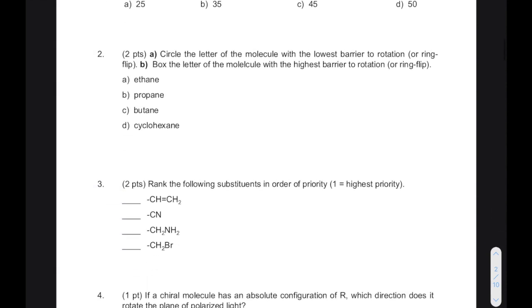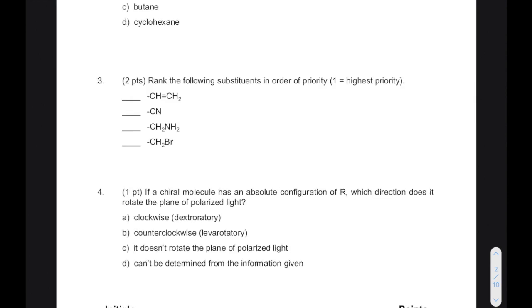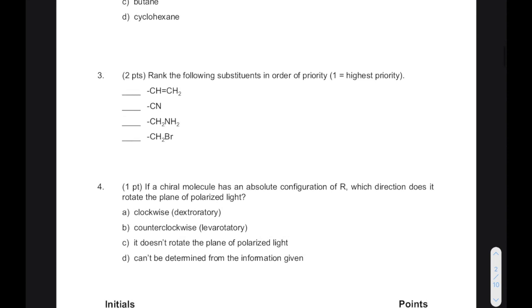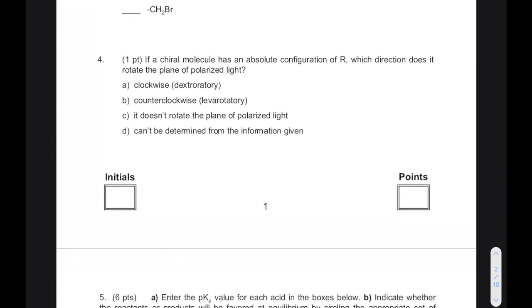Question 3, we're going to be ranking substituents from number 1, highest priority, to the lowest priority. These are following Cahn-Ingold-Prelog rules, which are rules to establish which substituent is ranked higher when determining R and S stereochemistry. Question 4, if a chiral molecule has an absolute configuration of R, which direction does it rotate the plane of polarized light? This is a really good problem. It's something that people maybe have a misconception about in some cases, so it's a really good problem to really understand this solution.